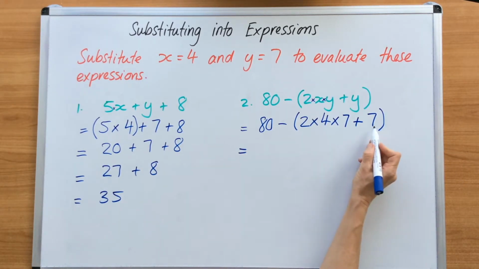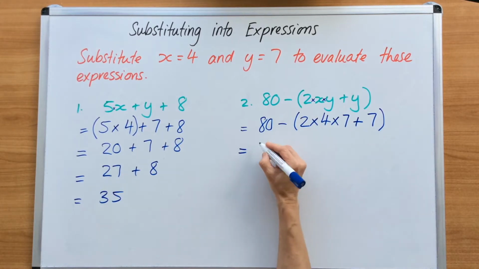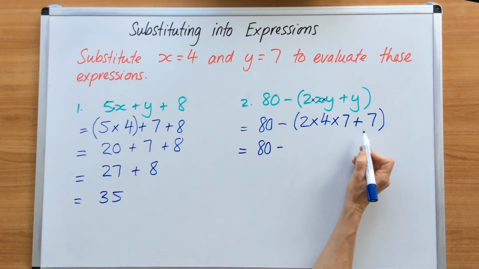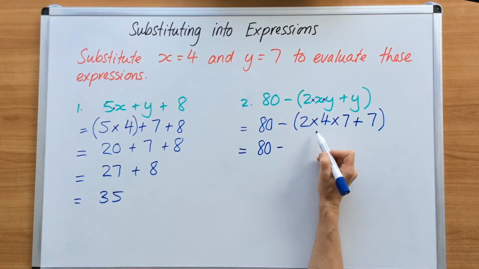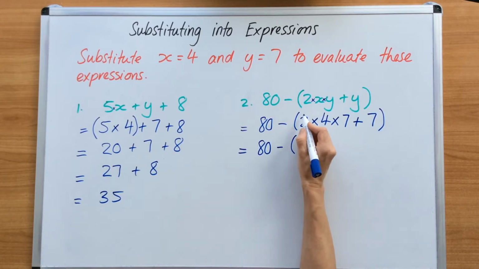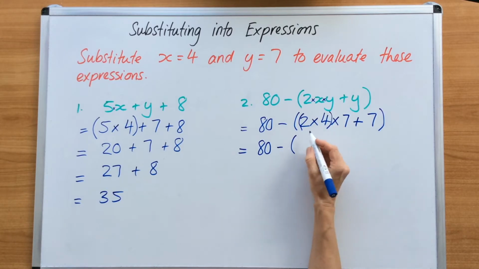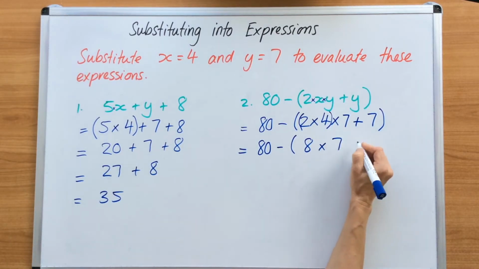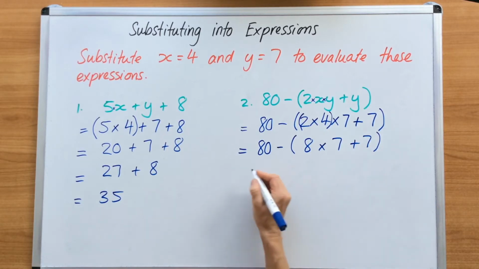This is still coming first because brackets come first, so I'm dropping down the 80 minus. I'm now going to deal with this. I've got to do it in some parts because I've got to make sure that I deal with the order of operations. So, open the bracket. 2 times 4 I'm going to do first. So, 2 times 4 is 8. I then put the times 7 plus 7 bracket down.